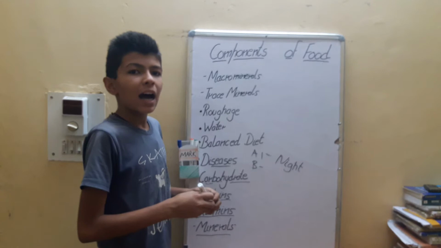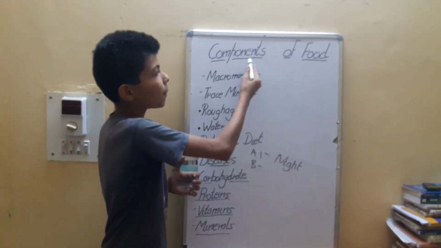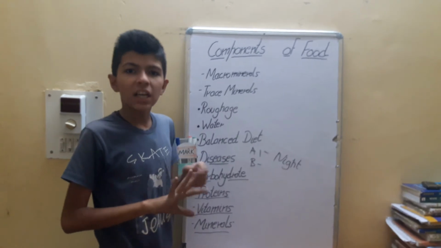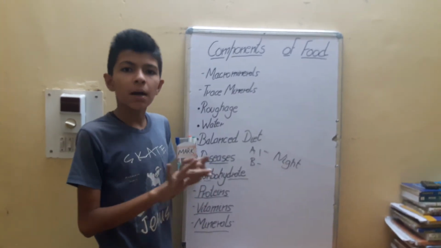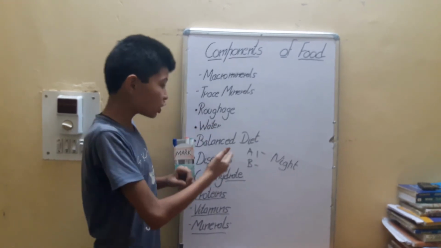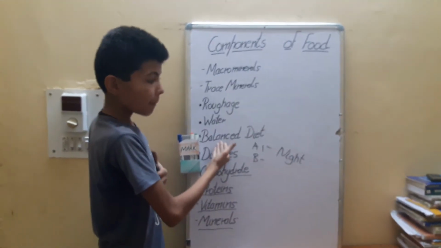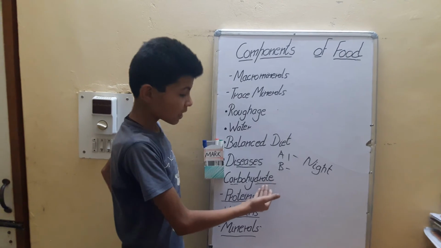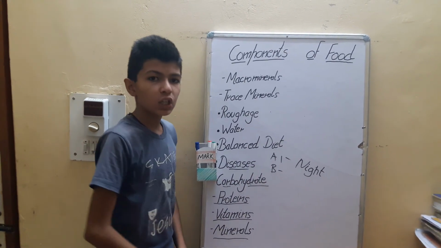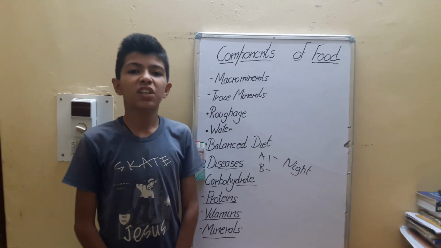So friends, what we learned today in the components of food is carbohydrates, proteins, fats, vitamins, minerals and roughages. And we also learned about water, balanced diet, and diseases which were caused by the deficiency of carbohydrates, proteins, vitamins, minerals. So friends, at the last, thanks for watching.